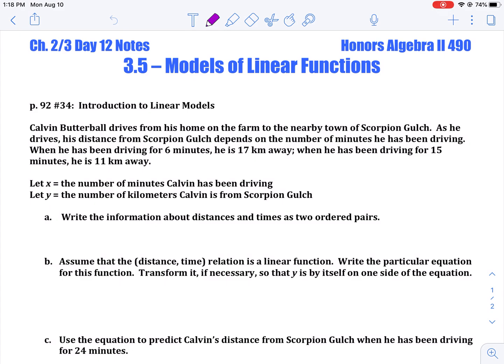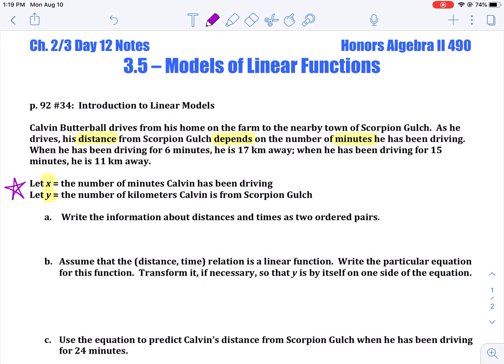Okay, good thing. I first am noticing it says distance depends on the number of minutes. That is extremely helpful for me. It's showing me that distance depends on minutes. Your y depends on your x variable. So your y variable is the number of kilometers, or the distance, and your x variable is the minutes. You always need to have these labeled. If not, we give them to you. Otherwise, they need to be labeled for us to follow your work.